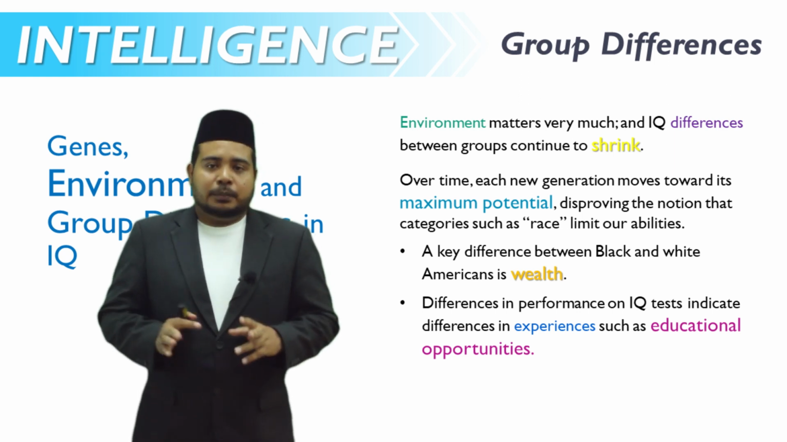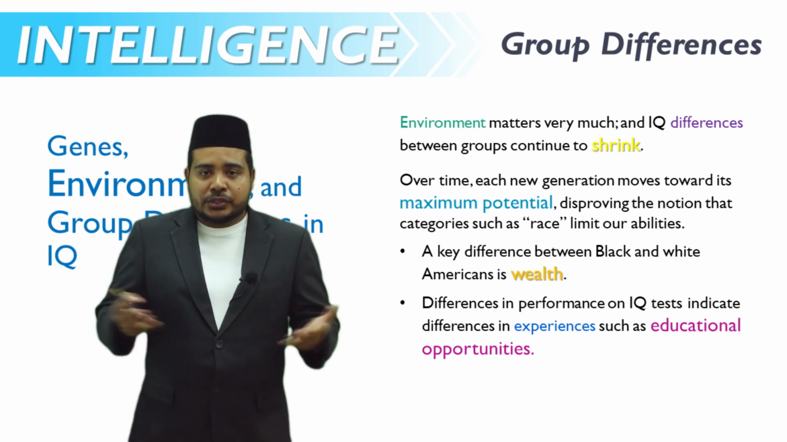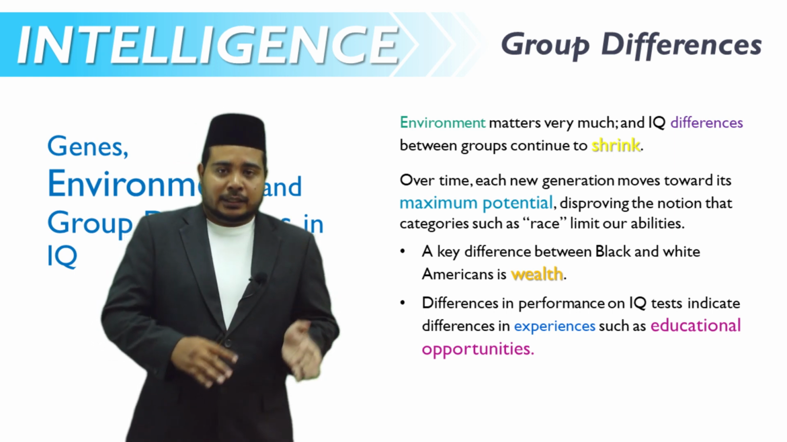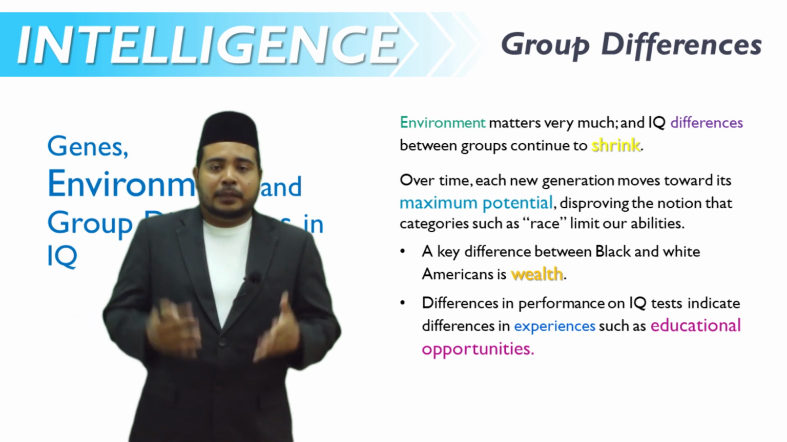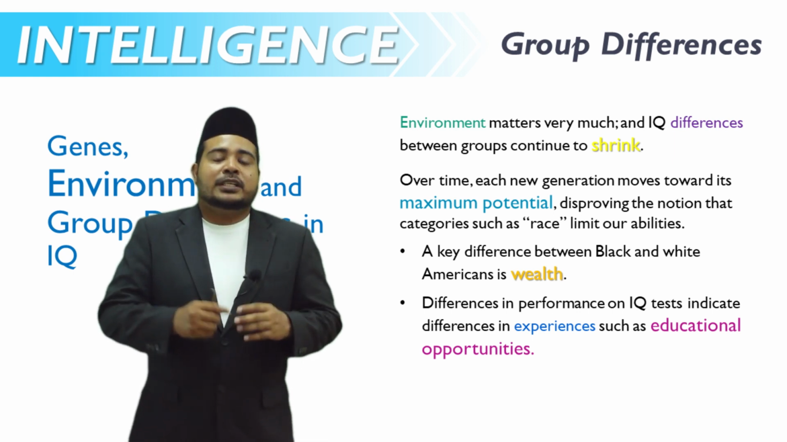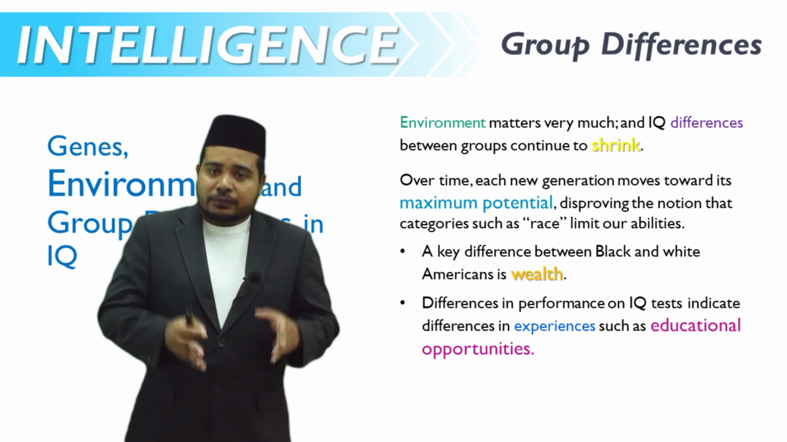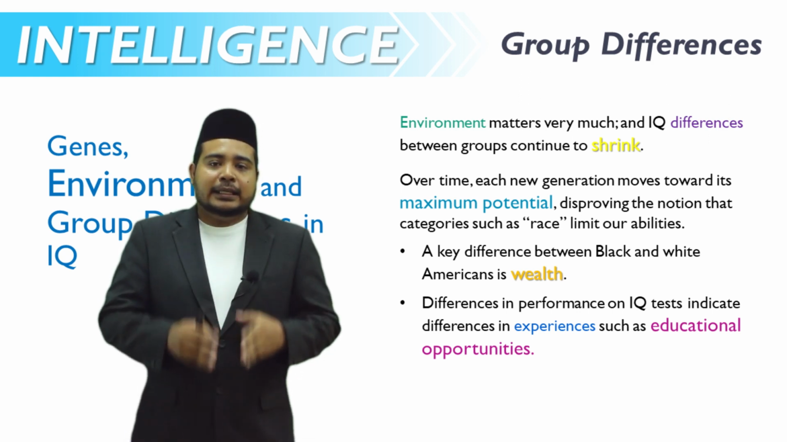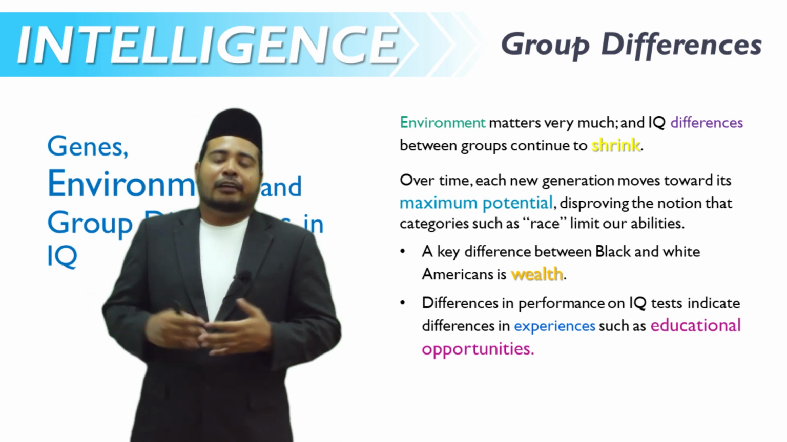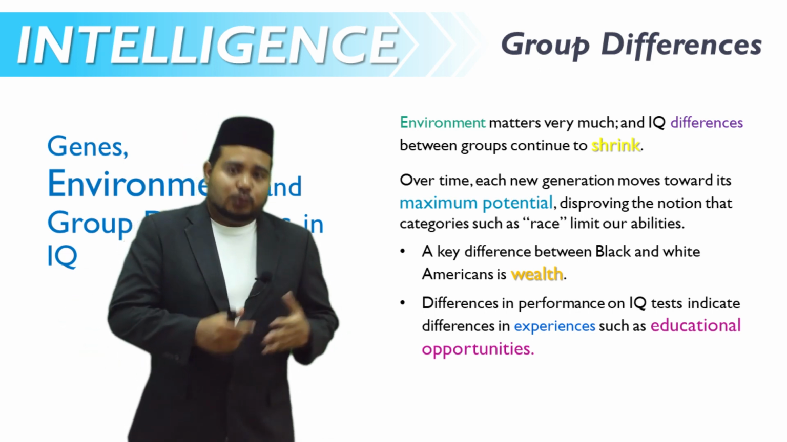A key difference between black and white Americans is not about their intelligence. In fact, multiple studies have found that it's mostly attributed to wealth or socio-economic status. Being white previously meant coming from a family with good financial status, which can provide their children with good educational opportunities. So differences in performance on IQ tests indicate differences in experience, such as educational opportunities, because they have more wealth and higher socioeconomic status, not because they have lower IQ.